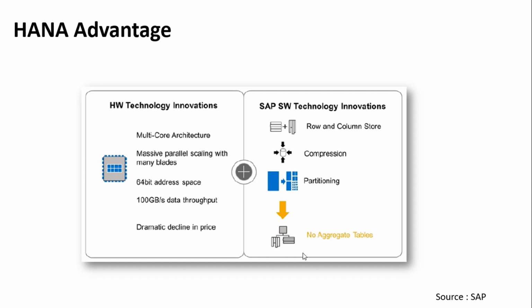So this was all about the HANA advantage: why HANA is there, why it was needed, and why SAP is going ahead with HANA. As I said, going ahead, SAP will only be focusing on HANA as a platform, and there won't be any other database. HANA as a platform and as a database is SAP's priority. So this was all about the HANA advantage. We'll go further in the next section.